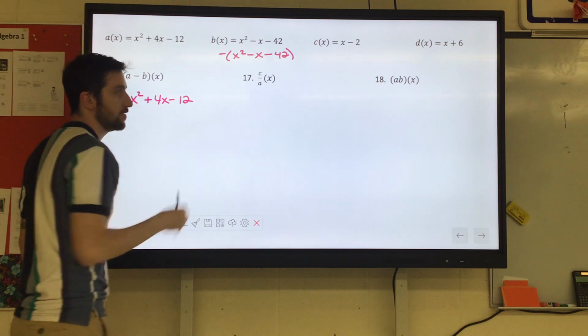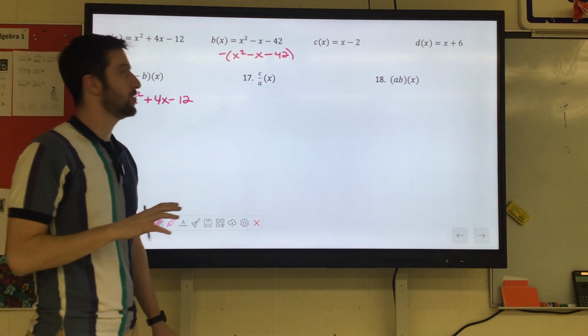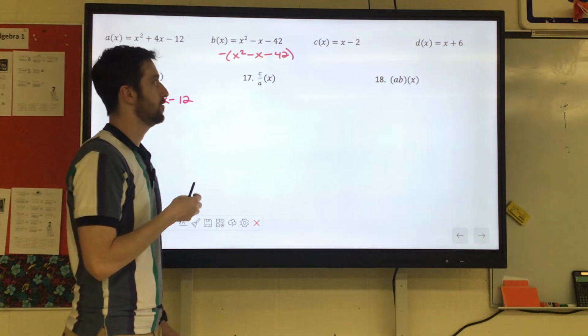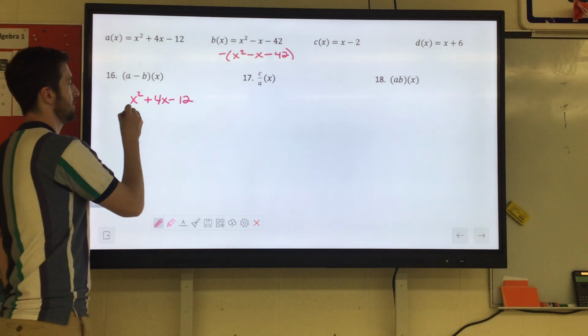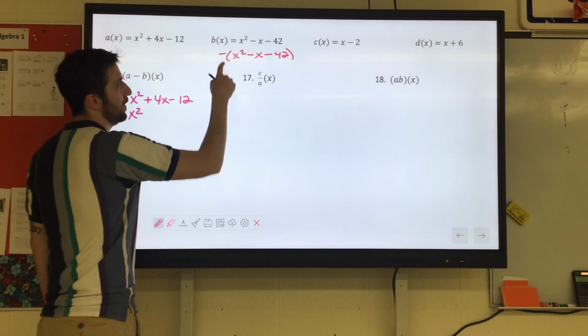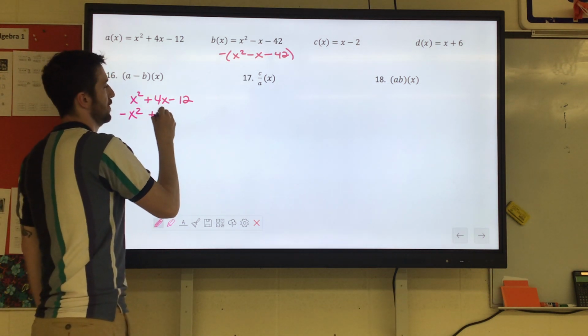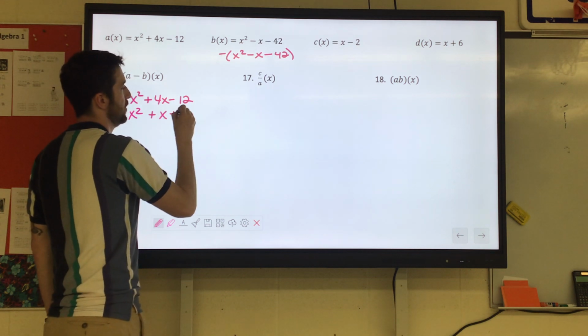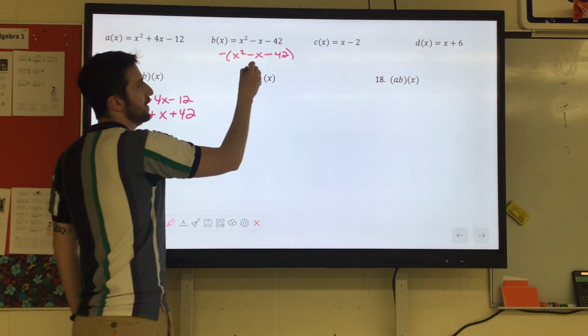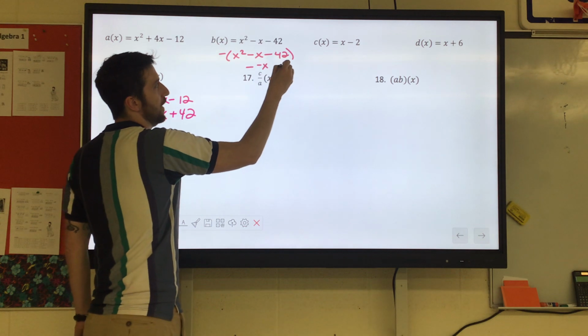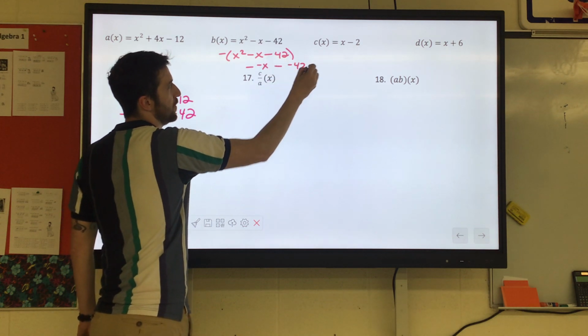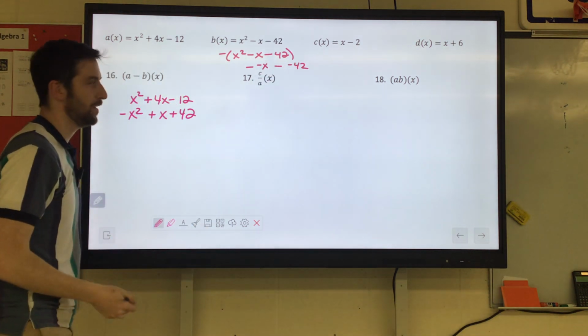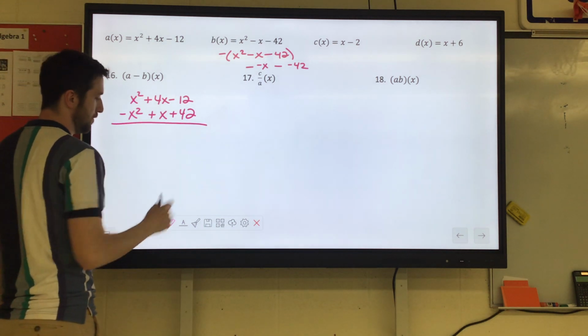When I'm subtracting something like that, something I recommend is just make everything its opposite. So make it negative x squared, make it positive x, and make it positive 42. Because really what we're doing is minus negative x and minus negative 42. And when you minus a negative, you're really adding a positive. So here's our new problem.